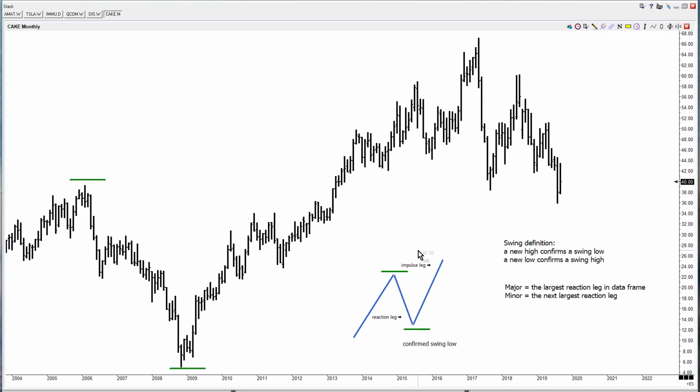But let's take where we've started here. Since this is the reaction leg, remember it has to be confirmed, right? It has to make a new high. It's the biggest. It's bigger than that one. It's bigger than that one. It's bigger than that one. Even though these are swings, even though this is its own swing here, we can see that this is the biggest. So this is going to be the major reaction leg.